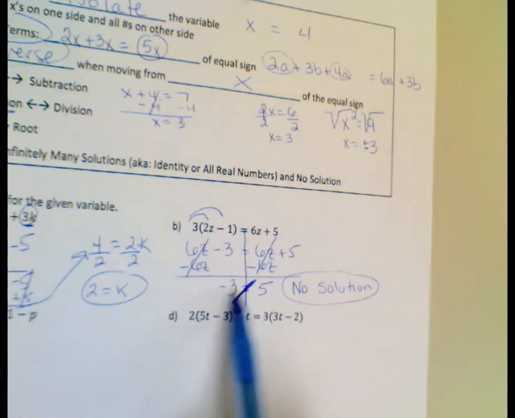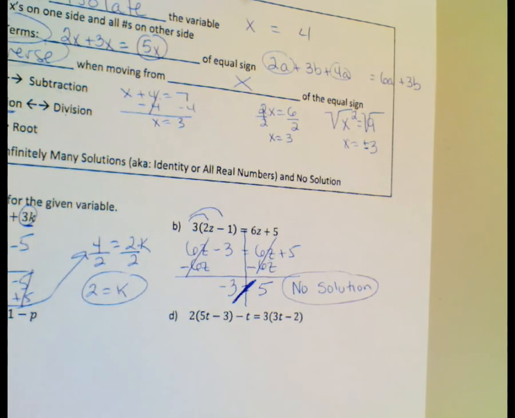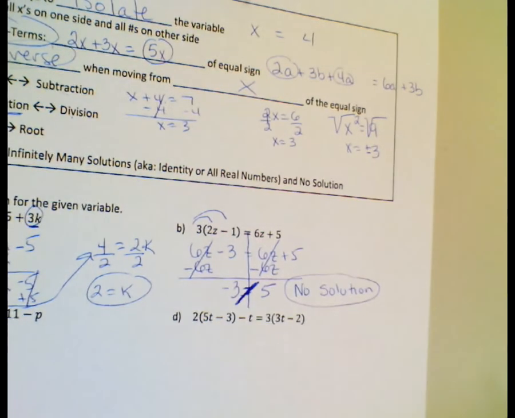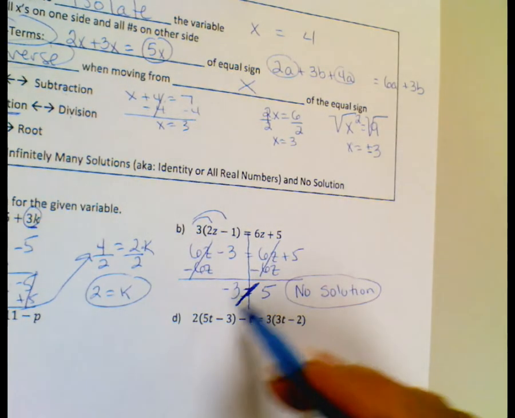If these numbers would have been the same, you would have said infinitely many. It means every answer in the world would work. But in this case, this side will always be 8 larger than this side. Because 5 is 8 larger than negative 3.